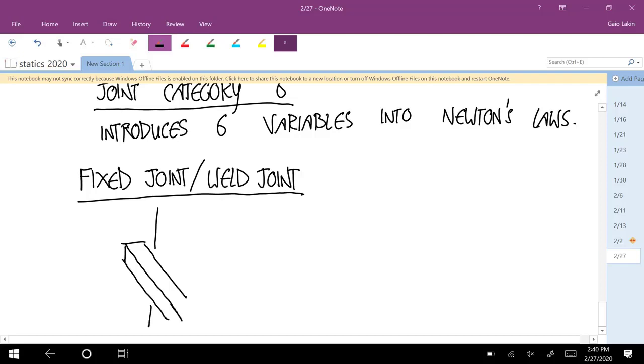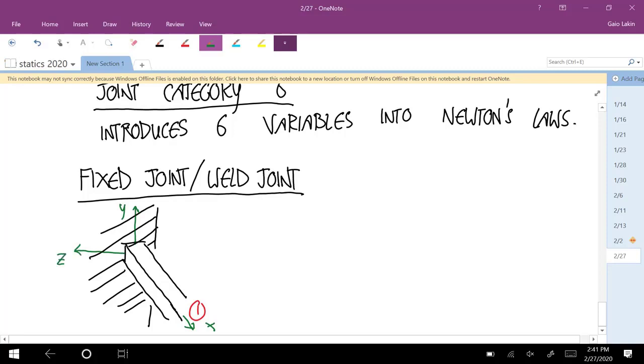So if you have something that's just rigidly connected to another body, let's call this body 1. It doesn't matter what your coordinate system is, but let's say we have the y-axis that way, the x-axis this way, and that means the z-axis is this way. Then a free body diagram of body 1.